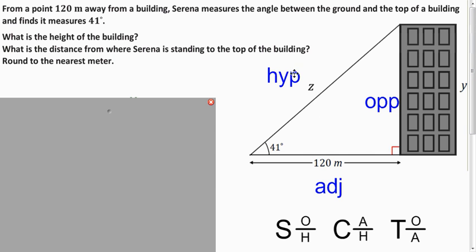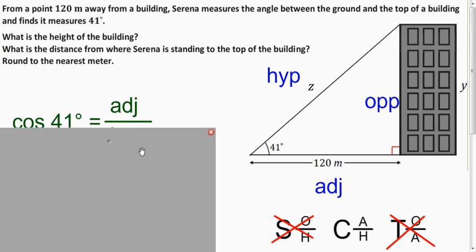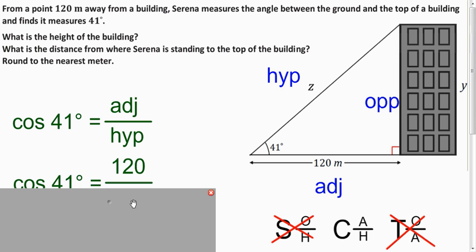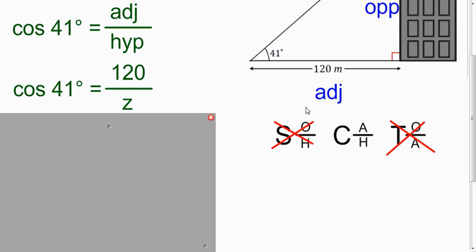So to figure out how long the hypotenuse is, we can't use tangent. Well, it's opposite and adjacent, and we know the adjacent length. So we're going to use cosine because that has adjacent and hypotenuse. So cosine of 41 degrees is adjacent over hypotenuse, which is 120 over z. And you can solve this.